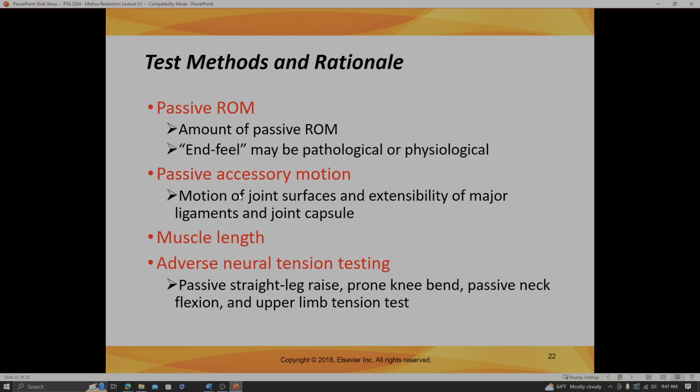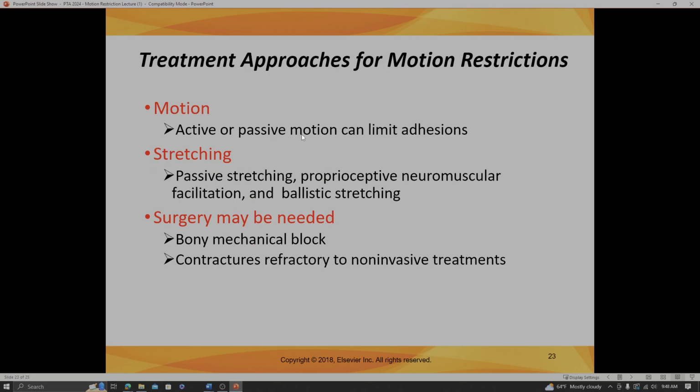Soft, firm, hard. There's your passive accessory motion too, measuring the extensibility of the major ligaments. Doing ligamentous testing to see if there's hyperlaxity or hypolaxity, feeling for the available movement of the joint capsule, and how much muscle lengthening is available to you. So measuring the excursion of the muscle, and then doing adverse neural testing, which you can see we've done some tests before that have to do with neural tension, like our passive SLR test, bending the knee in prone, the Lhermitte sign. So you guys know these.